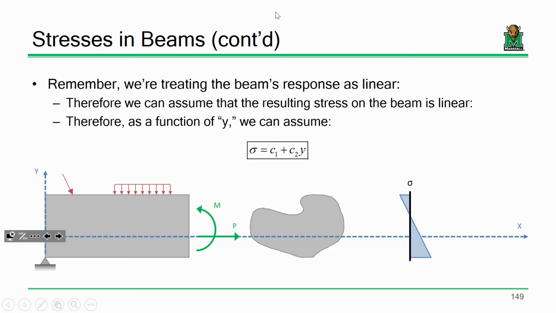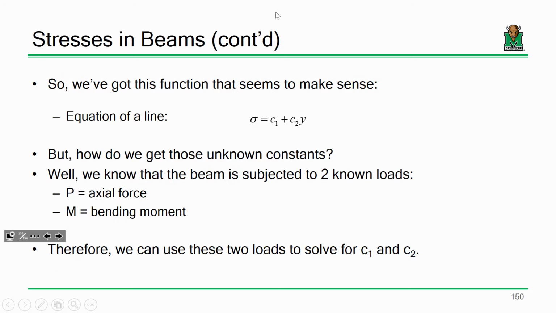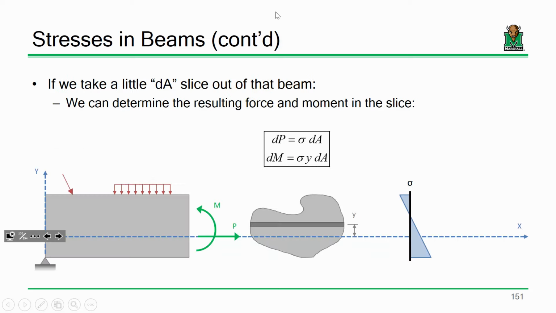So if I've got two equations and two unknowns, that's a perfect problem for a mathematician or an engineer to solve. Make sense? Okay, all right. So here's our function, and we're going to try and solve for those constants. Because this is basically the equation of a line. So two equations, two unknowns, we're going to solve this out. Let's take a look at how we're going to do this.